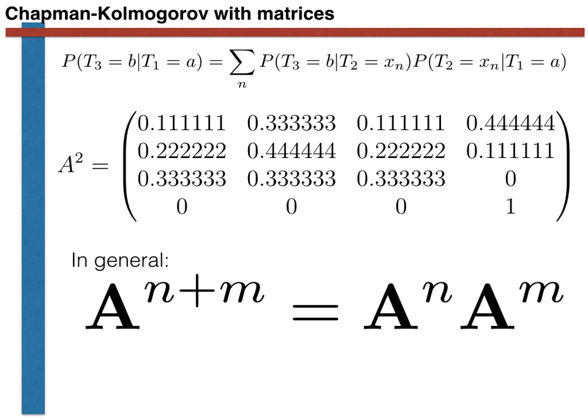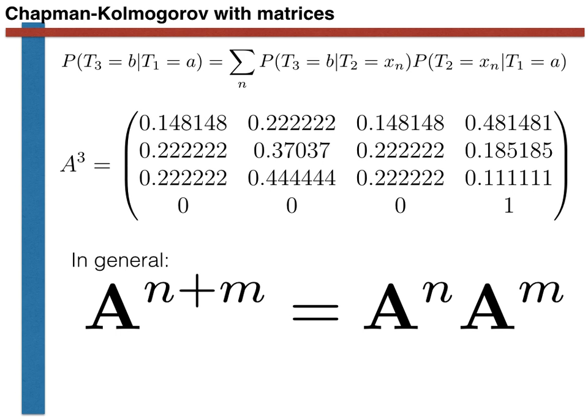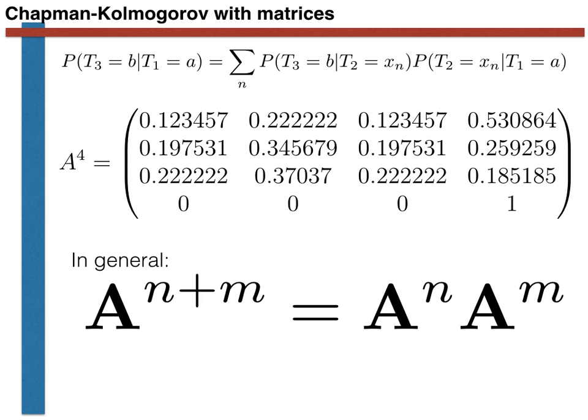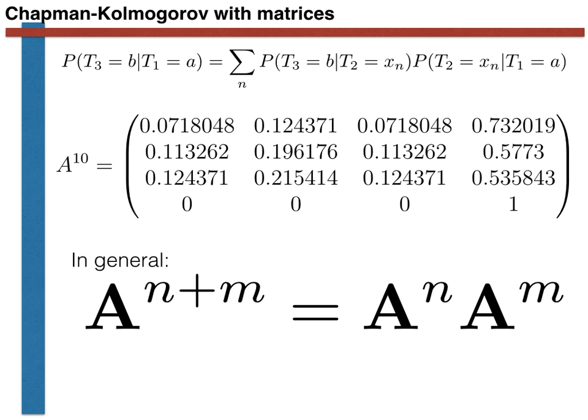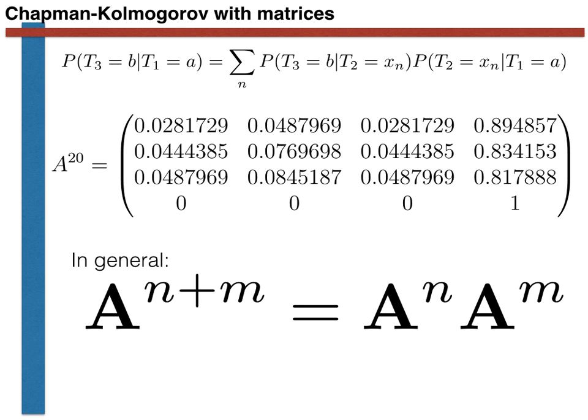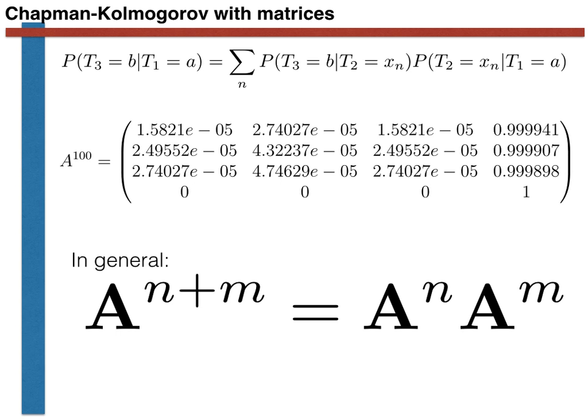In general, it means that we can calculate the n-step transition probability matrix by taking powers of the matrix, as shown here. Here's the 3-step transition probability matrix, which is just the 3rd power of the 1-step transition probability matrix. The 4-step transition probability matrix, which is just the 4th power of the 1-step transition probability matrix. The 10-step transition probability matrix. The 20-step transition probability matrix. The 100-step transition probability matrix.